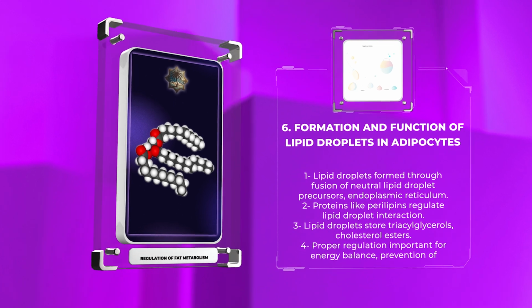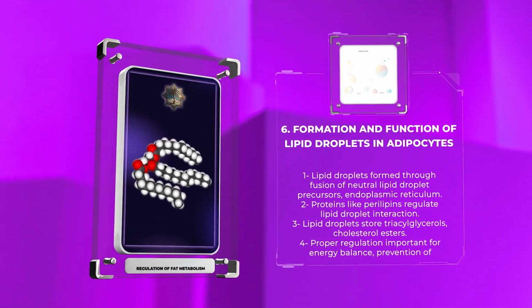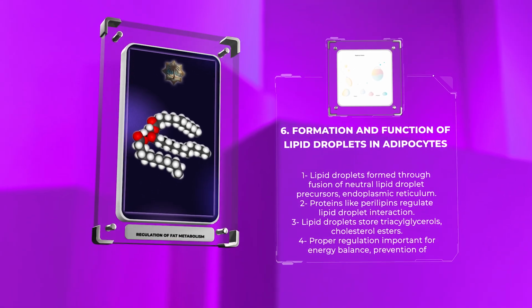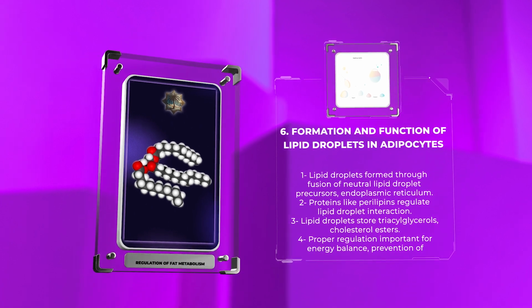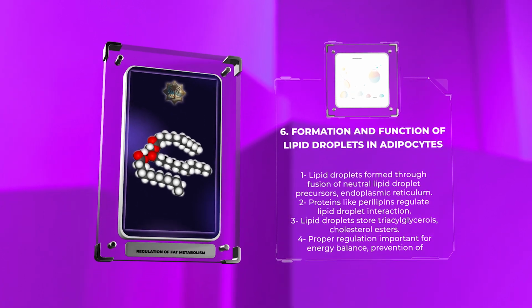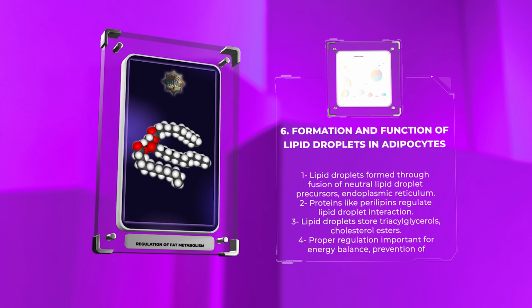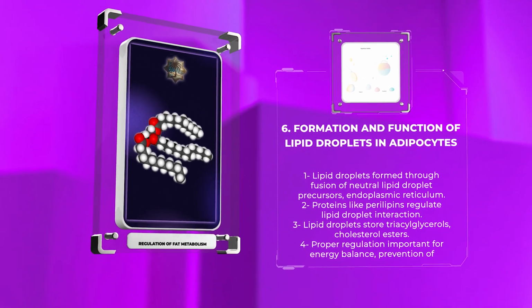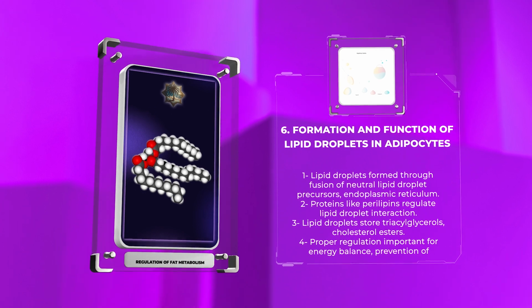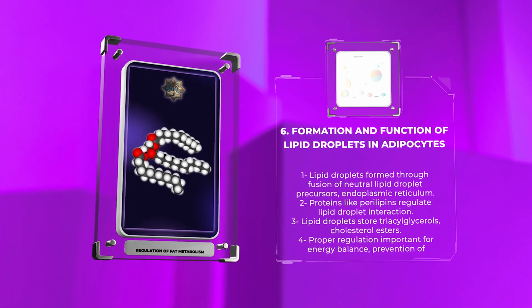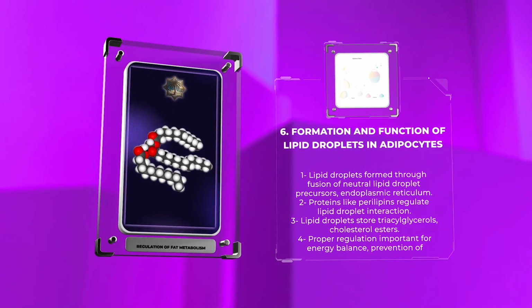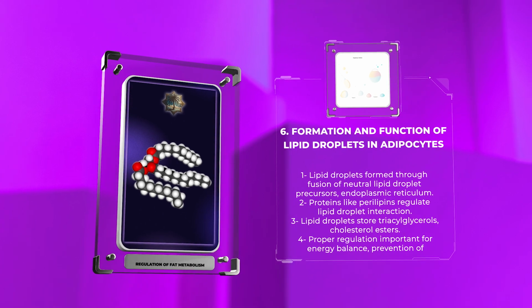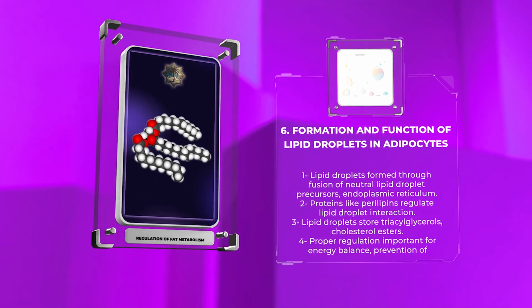These organelles are formed through the fusion of neutral lipid droplet precursors with the endoplasmic reticulum. Proteins like perilipins coat the surface of the lipid droplets and regulate their interaction with other cellular components. Once formed, lipid droplets store triacylglycerols and cholesterol esters and sequester lipotoxic species and lipolytic enzymes. Proper regulation of lipid droplet dynamics is important for maintaining energy balance and preventing metabolic disorders.